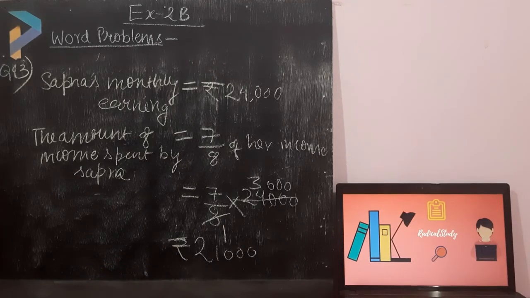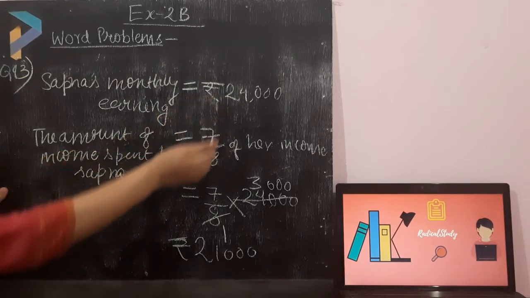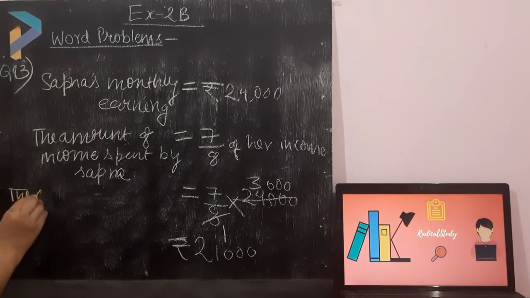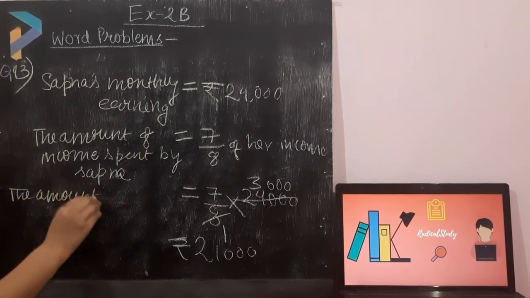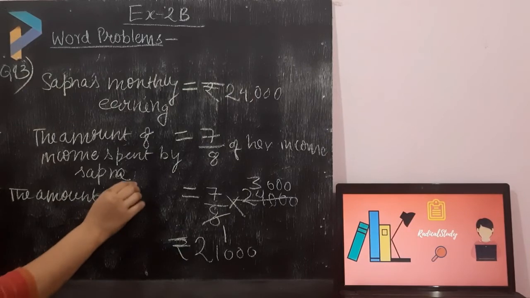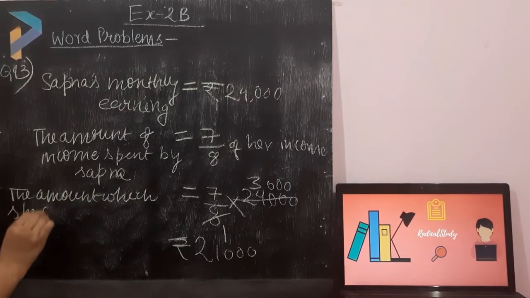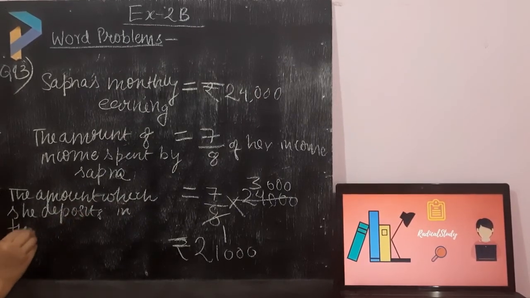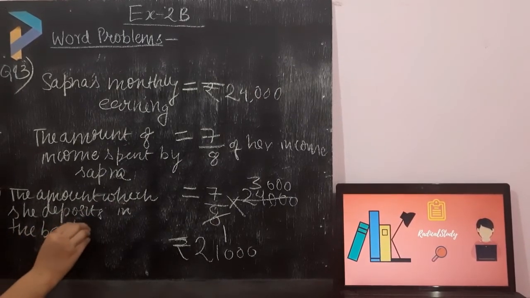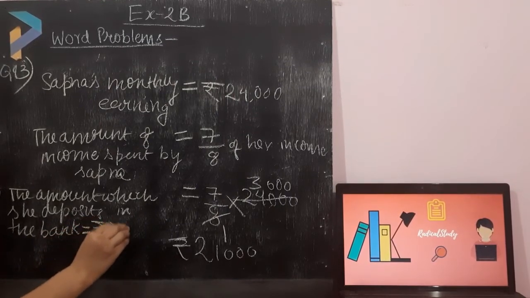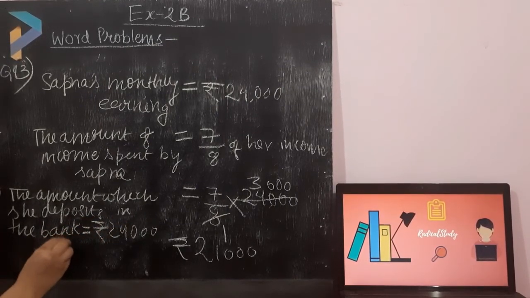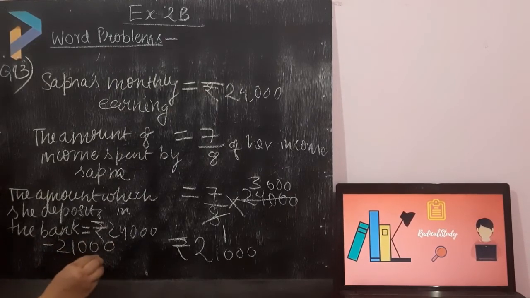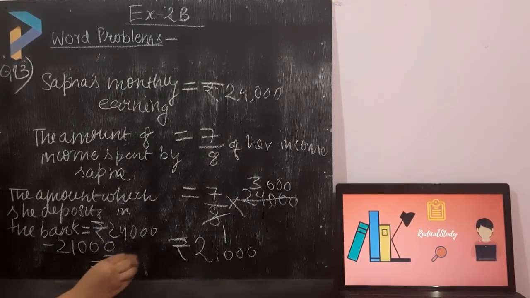Now how much amount is she depositing in the bank? How will you come to know? You have to subtract it from 24,000. So the next statement will be the amount which she deposits in the bank. You have to subtract it from her actual salary, which is 24,000. Rupees 24,000 minus 21,000. So she is depositing every month rupees 3,000 in the bank. So this is her saving.